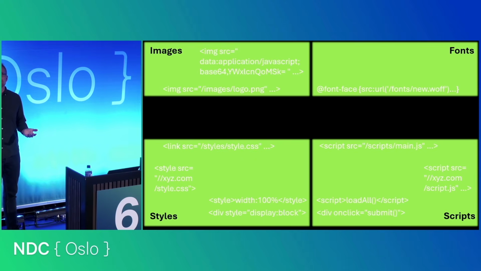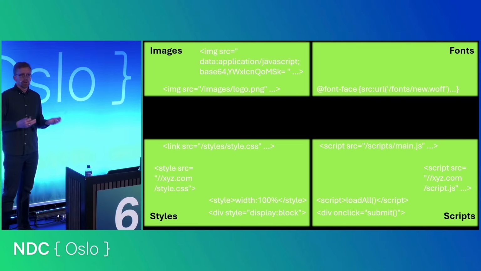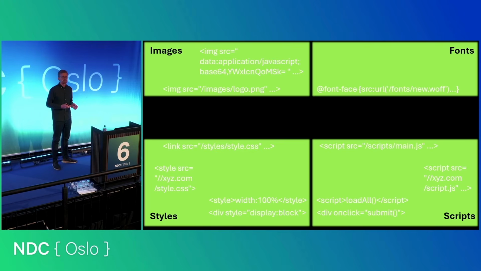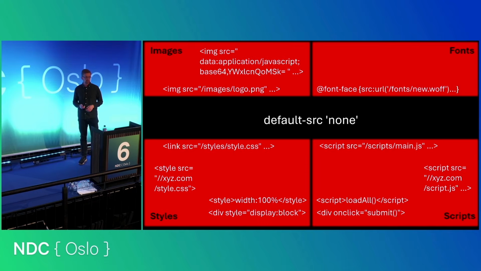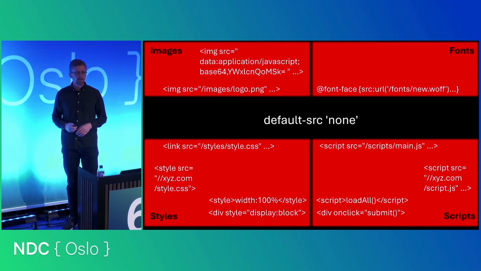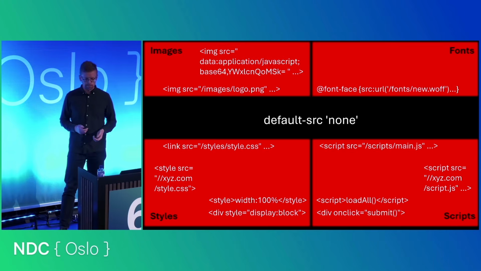No restrictions. With CSP, we want to go the other way, or put restrictions on this, and say what is allowed to run on this page and what is not. So let's start out being super strict. Setting the directive default source, which is like a catch-all if nothing else is defined. And we say none. And now I colored everything in red, meaning this is not loaded. It's denied. Compared to the green, where it was allowed.